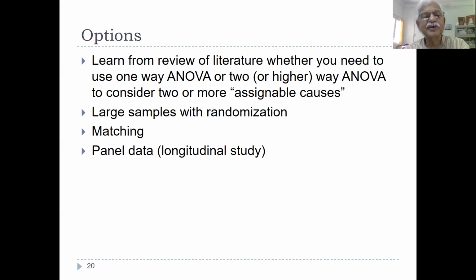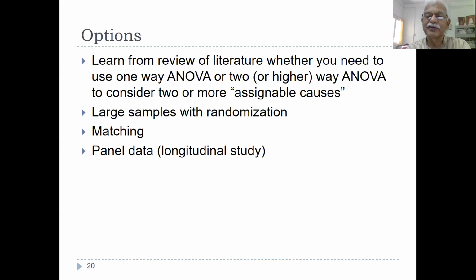And it is always better to have large samples with randomization. Otherwise, in case of small samples, identify through review of literature what are the factors which might affect your dependent variable, and match your respondents or subjects with respect to all those characteristics.